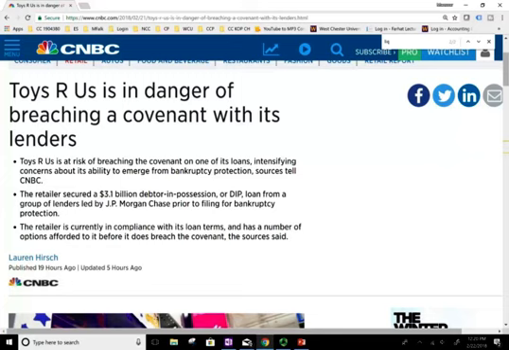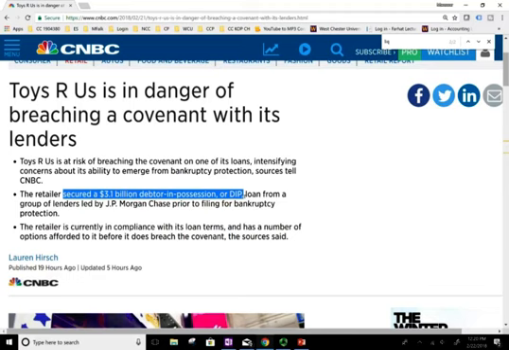So right now, Toys R Us is in danger of breaching a covenant. Covenant is an agreement with its lenders, with its creditors. So here's what happened. In September, Toys R Us filed for bankruptcy. And what they did, they secured a $3.1 billion loan from something called debtor in possession, a group of lenders called DIP. So the DIP, they gave Toys R Us $3.1 billion.